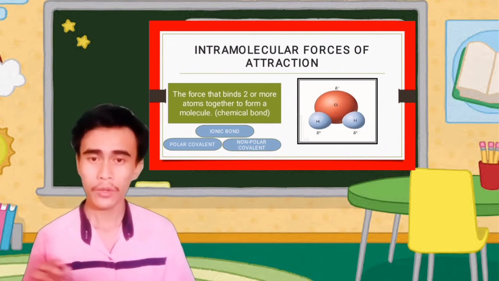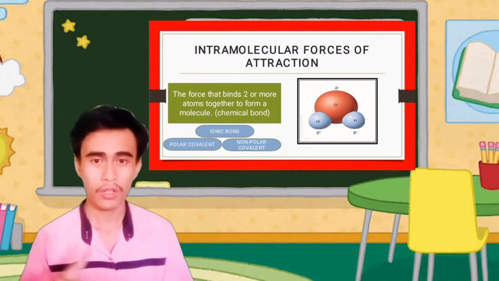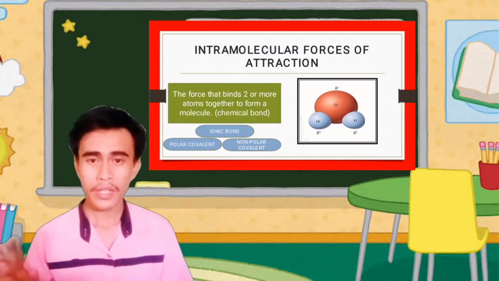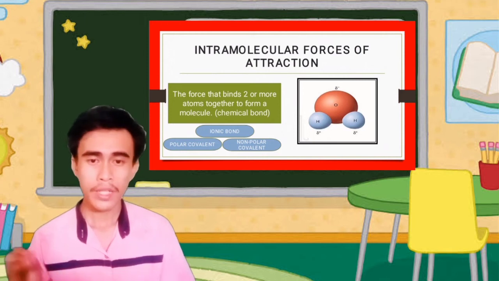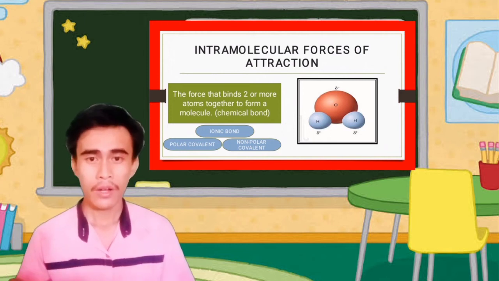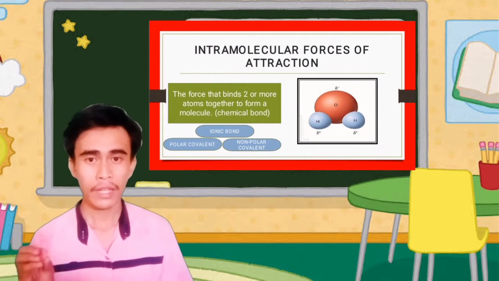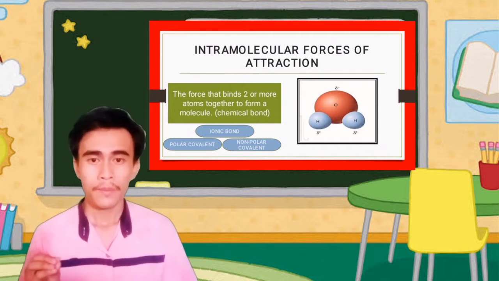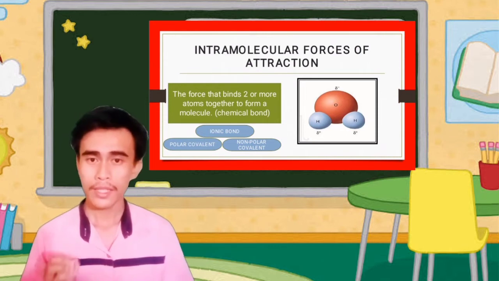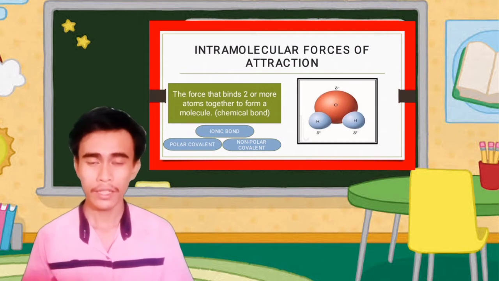Doon nagkakaroon ng force between the hydrogen and oxygen. Nagkakaroon ng partially negative charge at partially positive charge. Yung partially negative charge natin ay nasa oxygen since mas mataas yung electronegativity ng ating oxygen. At yung partially positive charge naman natin ay napunta sa hydrogen since mababa ang kanyang electronegativity.